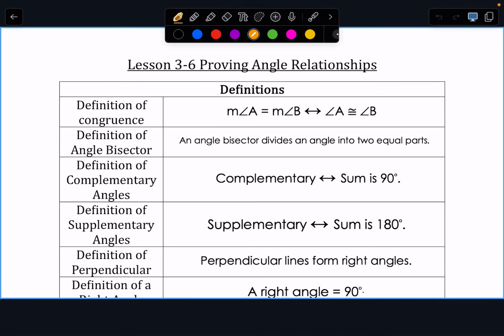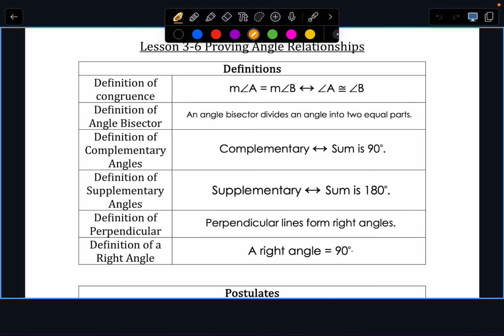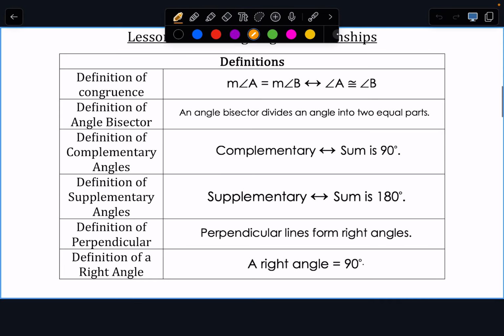Angles. Okay? So here are some things that we might need to encounter. First of all, the definition of congruence, still a thing. But with angles, we go from the m in front of the angle when there's an equal sign, and then angles congruent. Okay? So, back and forth.